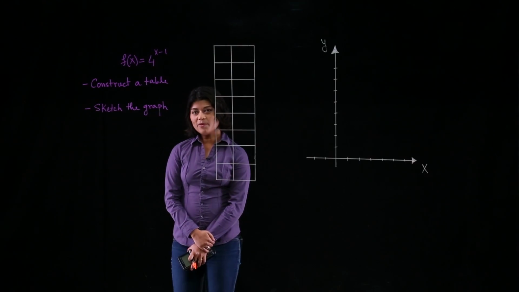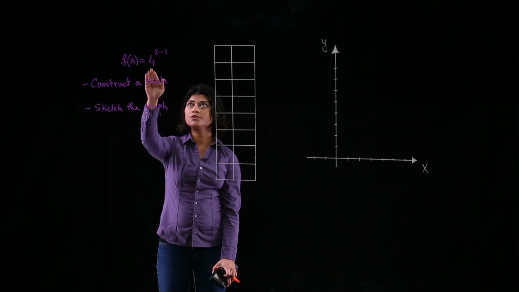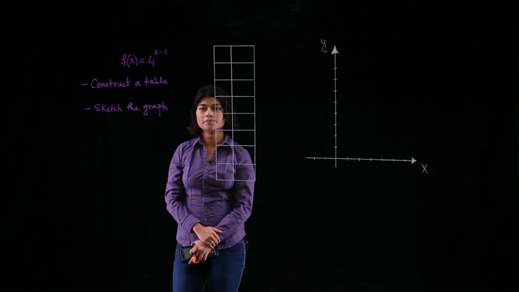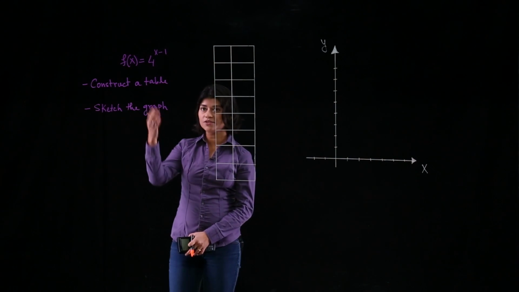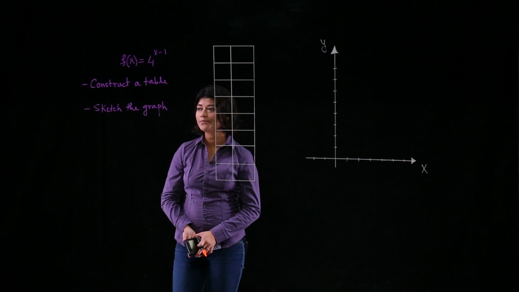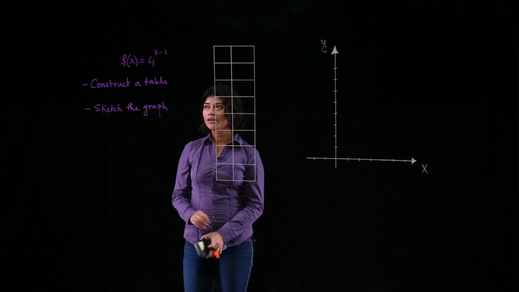Hi, I'm Papia. In this problem, we have a function f of x is equal to 4 to the power x minus 1. We have to first construct a table of values for this function using a graphing utility, and then we have to sketch the graph of this function.